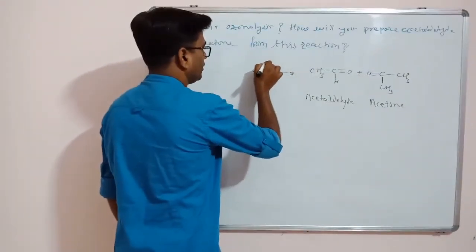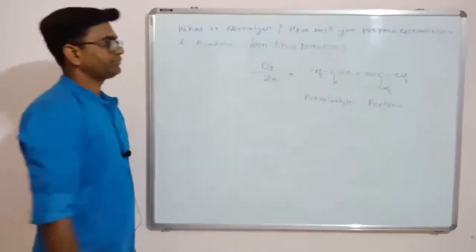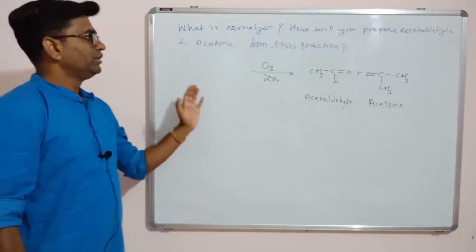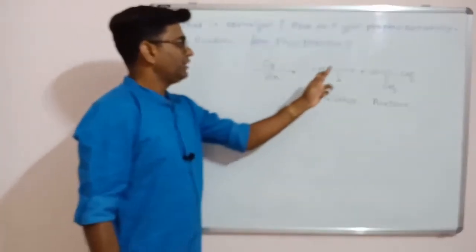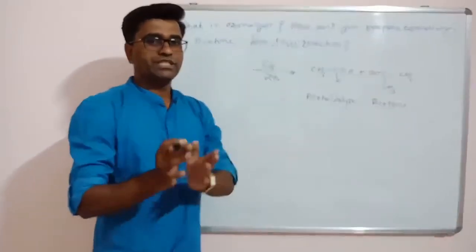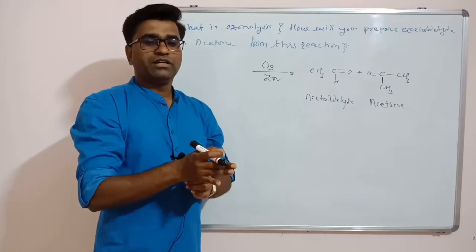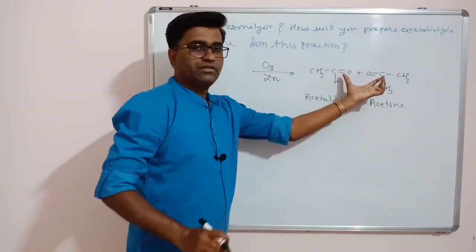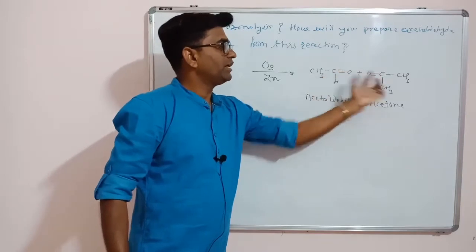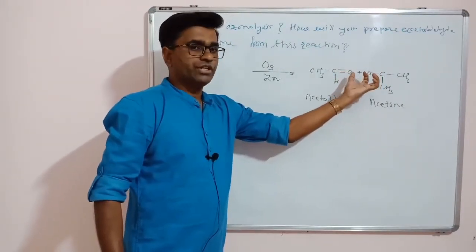The reagent is ozone and Zn. So in ozonolysis, what will happen? The carbon double bond carbon will get chopped and oxygen will come. This bond is formed by the chopping of the carbon carbon double bond. Then in the starting material you have to join that one.